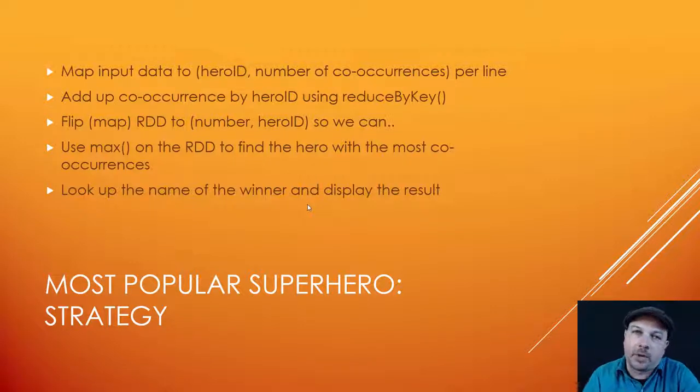And reduceByKey will allow us to add up all the individual lines for a given superhero into one final result. From there, we use the same sorting trick that we've used before. We're just going to flip that around so that the key is the count of how many friends you have, and the value becomes the superhero ID.